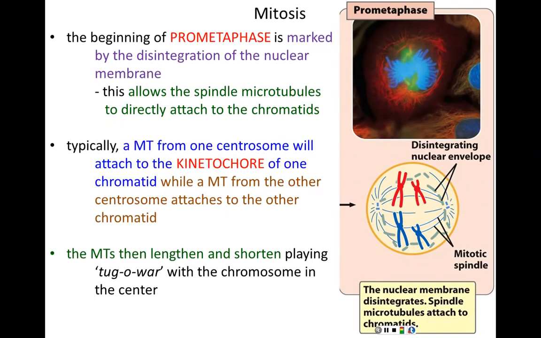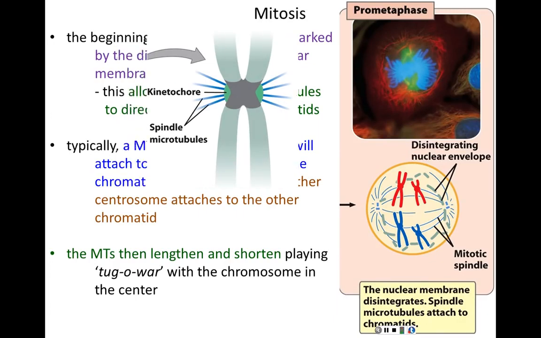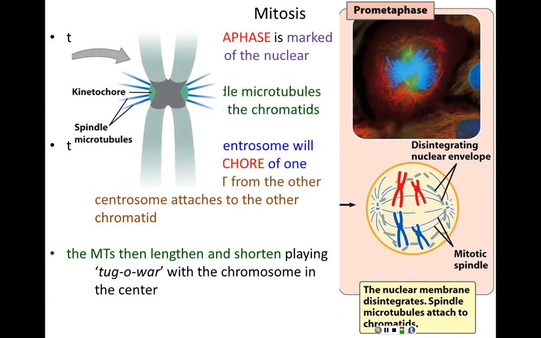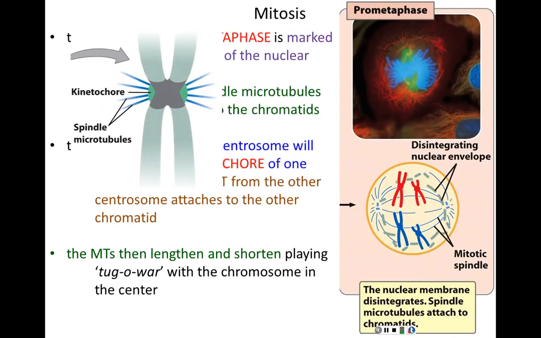And then an interesting thing happens. The microtubules coming from opposing centrosomes begin to lengthen and shorten, playing a sort of tug-of-war game with each other, with the chromosome in the middle being the flag on the rope. So quite literally, this single chromosome with its two sister chromatids gets pulled towards the centrosome on the right, then gets pulled to the centrosome on the left, then back to the right, then back to the left. Each of these centrosomes, through their microtubules, is pulling and tugging on that chromosome in the middle.